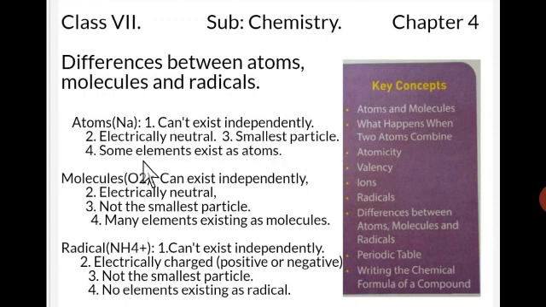Then some elements exist as atoms. In some elements there is no formation of molecules, as we have seen in atomicity, monoatomic molecules. Monoatomic molecules means what? The atoms are single in the molecules, so we can say that some elements exist as atoms.